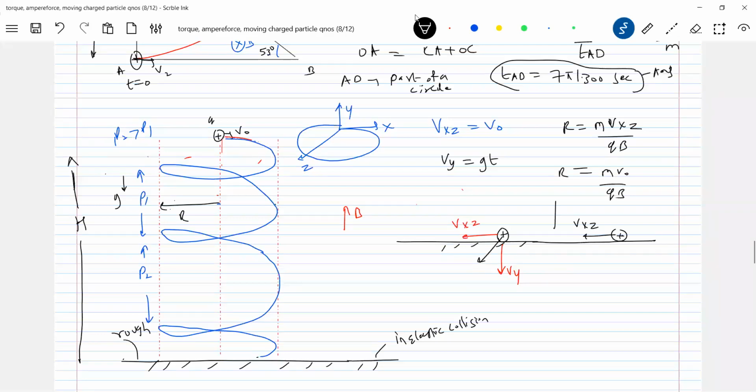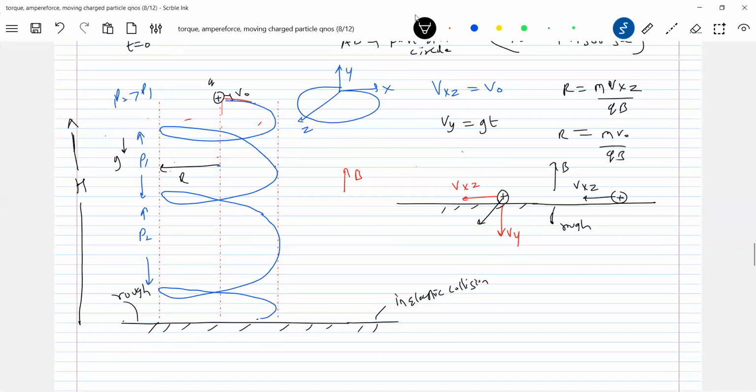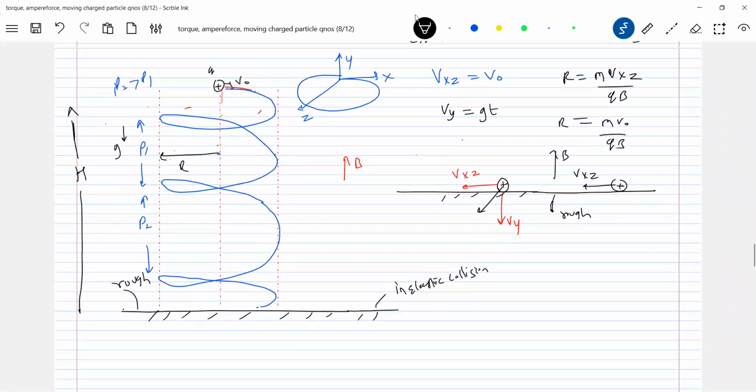And how is the magnetic field? Then what should be the, and this is rough. So what should happen to the charged particle now? It is going to revolve in a curved path. Inelastic collision occurs. E equal to 0. Okay. Now we'll look at the ground. So on the ground, what should be the motion of the charged particle?